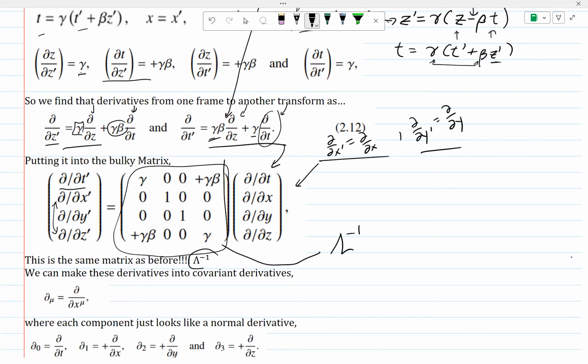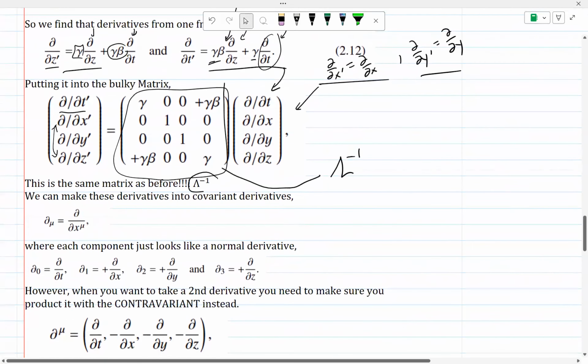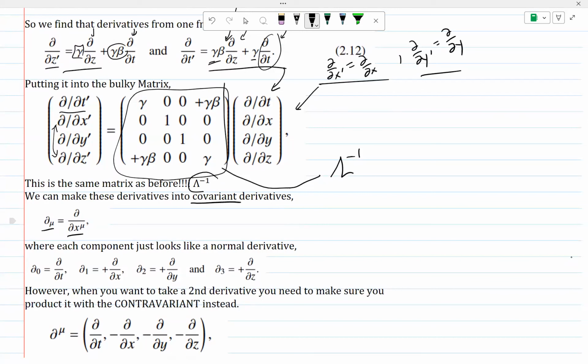So that's pretty nice, because then we can do a very similar thing as what we did with the spatial coordinates. What we can do is define what's known as a covariant derivative, where the covariant derivative is partial by partial x with the index mu, and we're just going to call that partial mu, just to shorthand things. Basically, this mu indicates whether you're taking the derivative with respect to the time component, the x component, the y component, or the z component. You don't need this x mu down here.